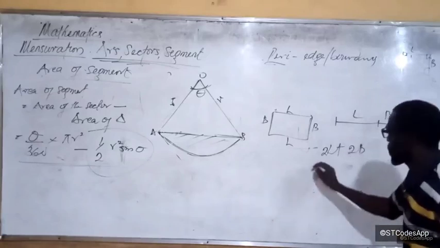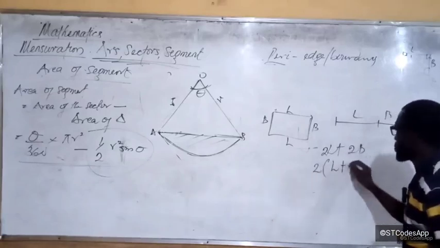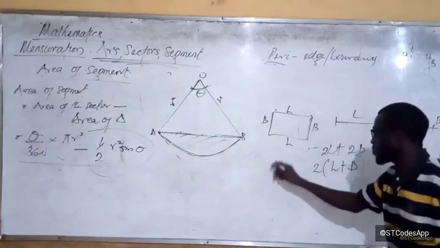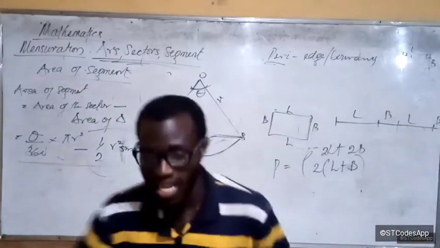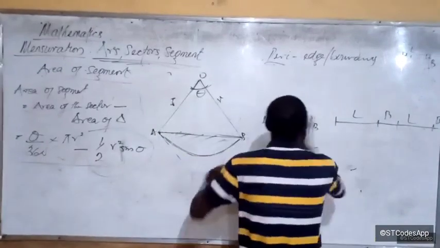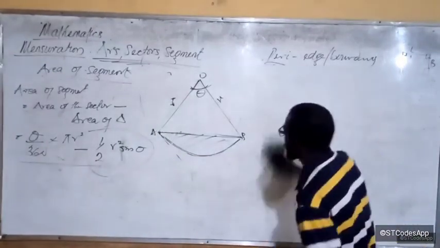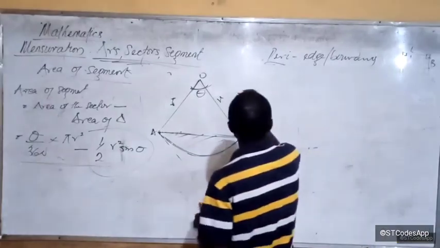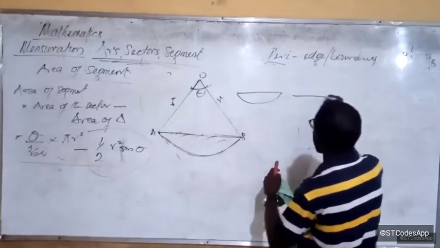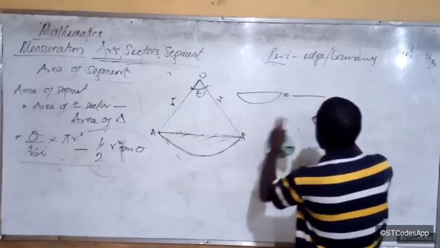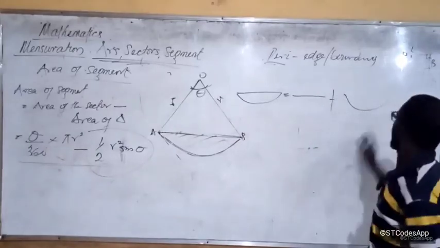Is that okay? So I now have 2 into bracket L plus B by factorizing. And this is the formula for the perimeter of a rectangle. Do you understand? So the same way there, we are going to be adding all the lengths. Do you understand? So we have 2 lengths that I want to add. This is the shape of the segment, isn't it? So we want to add this length, so it's equal to this length plus this length, isn't it?